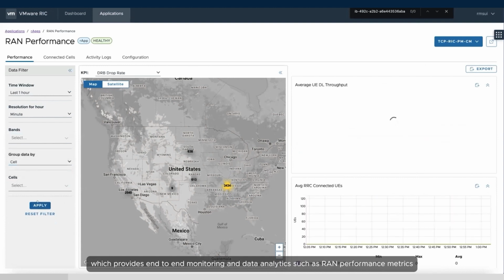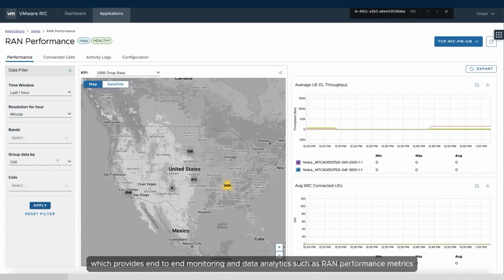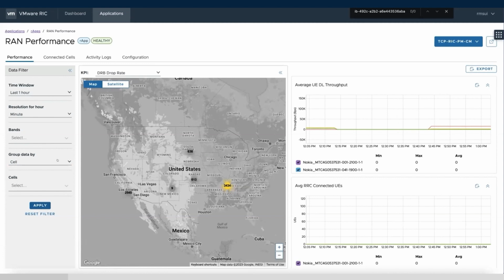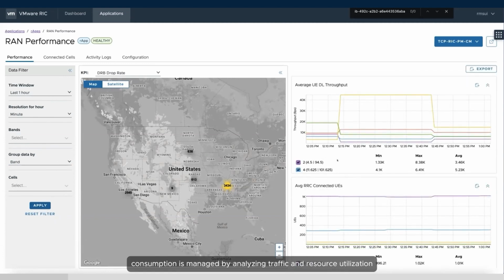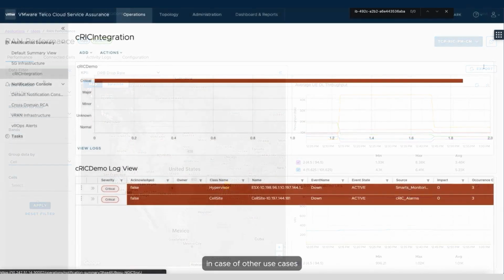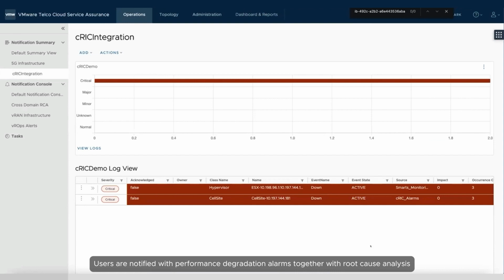platform services, which provide end-to-end monitoring and data analytics, such as RAN performance metrics, while the trace data is ingested from other network functions. For example, the network's energy consumption is managed by analyzing traffic and resource utilization. In case of other use cases, users are notified of performance degradations and alarms, together with root cause analysis.